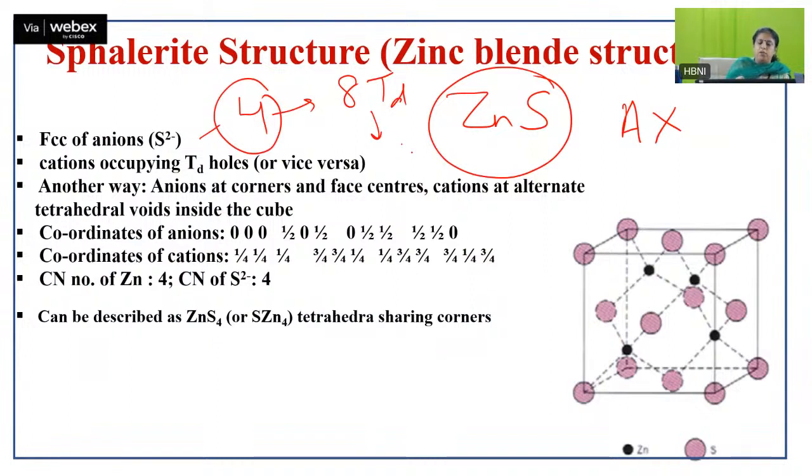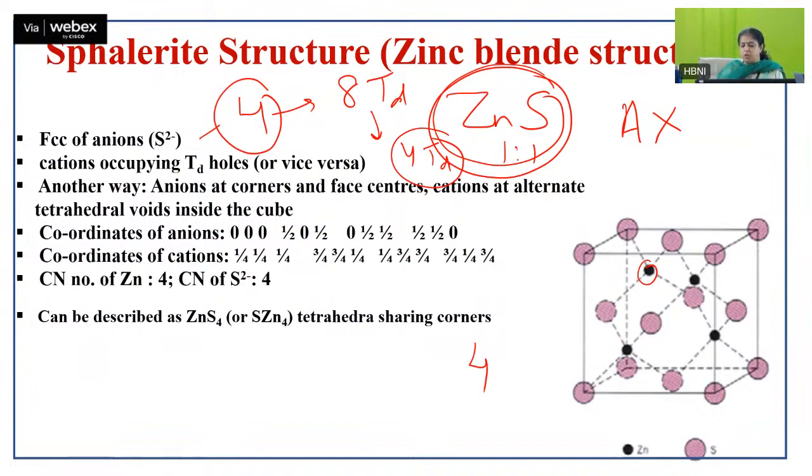Alternate tetrahedral holes means 4 tetrahedral holes are occupied and we get the stoichiometry of 1:1. Is that clear? Okay. Another way is coordination. Can anions and cations coordinate? Now we can make out. Coordination number is easy to know. I am placing my zinc ion in the tetrahedral hole, so the coordination number has to be 4.